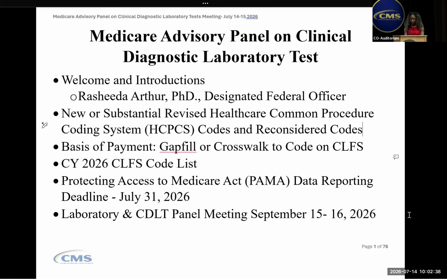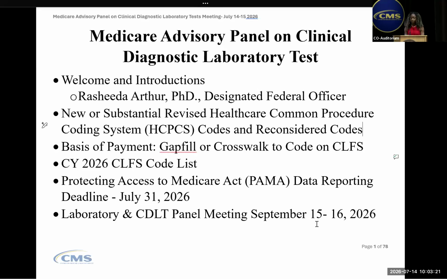This year, we will hold a public meeting that includes the CDLT panel on Tuesday, September 15th, 2026, and Wednesday, September 16th, 2026. During that meeting, the public will have an opportunity to present recommendations on the appropriate basis for establishing payment amounts for CDLTs for which CMS received no applicable information during the data reporting period from May 1st to July 31st, 2026. After the public provides this input, the panel will provide its recommendations to the Secretary and the Administrator on payment recommendations for those CDLTs.